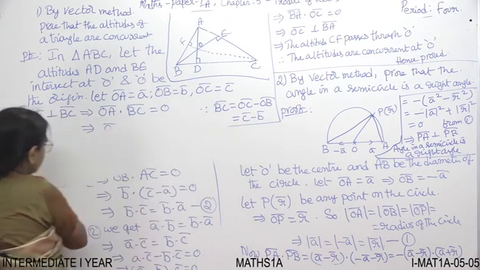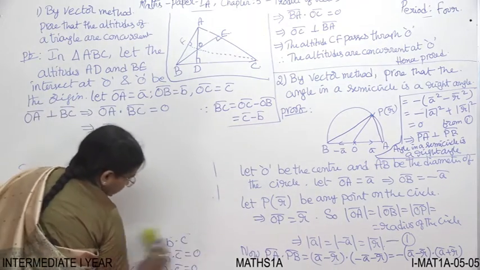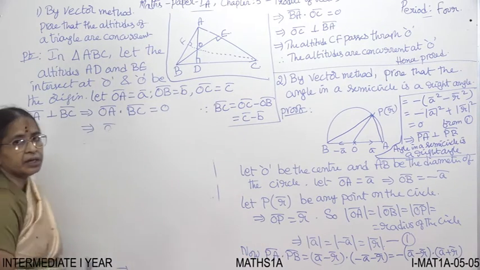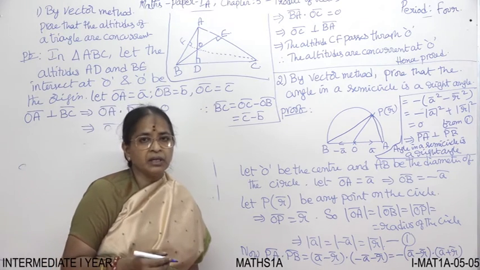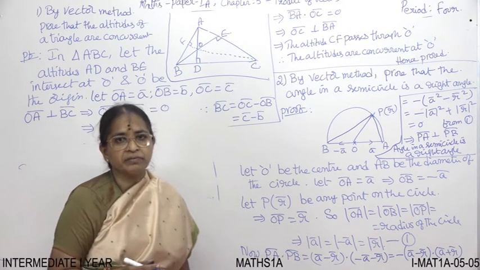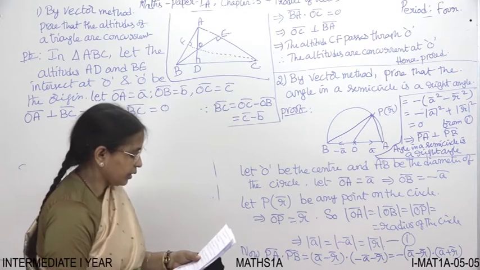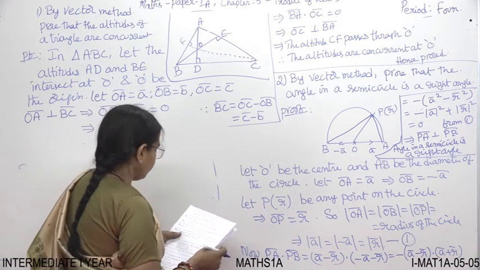Now there is one more theorem. I'll first explain. Still we have to write the theorem proving that the perpendicular bisectors of the sides of a triangle are concurrent. Now still I have to write that, and one more theorem is there.